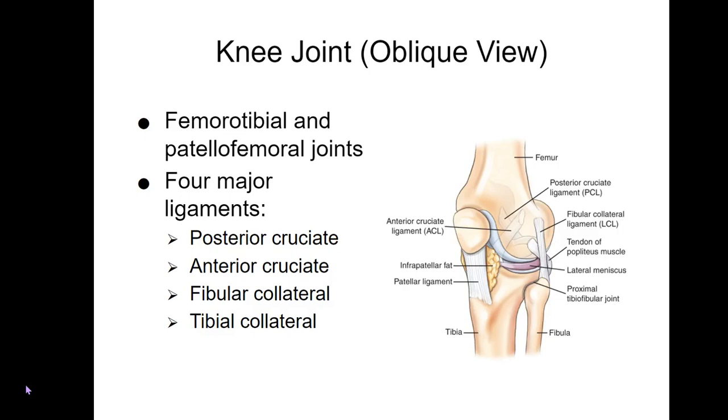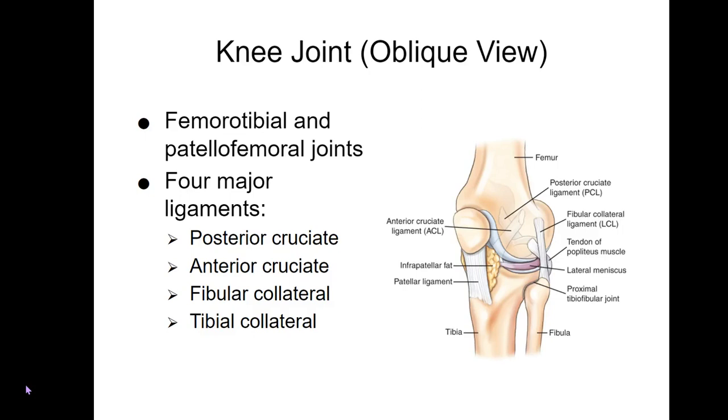As you know, the knee joint is a very large and complex joint, and it primarily involves articulation between the femur and the tibia. So the condyles of the femur articulate with the condyles of the tibia. Technically speaking, the joint between the patella and the femur, or the patellofemoral joint, is also part of the knee joint because that patella articulates with the anterior surface of the distal femur.